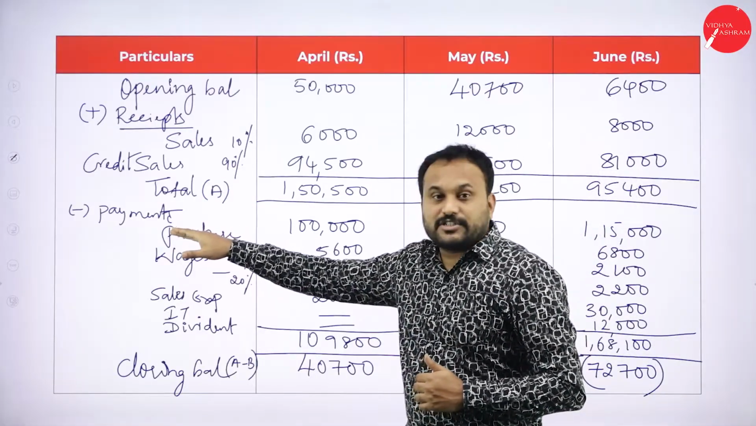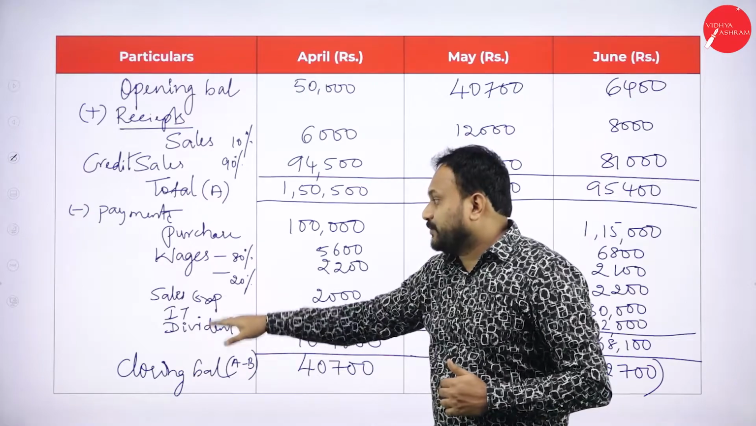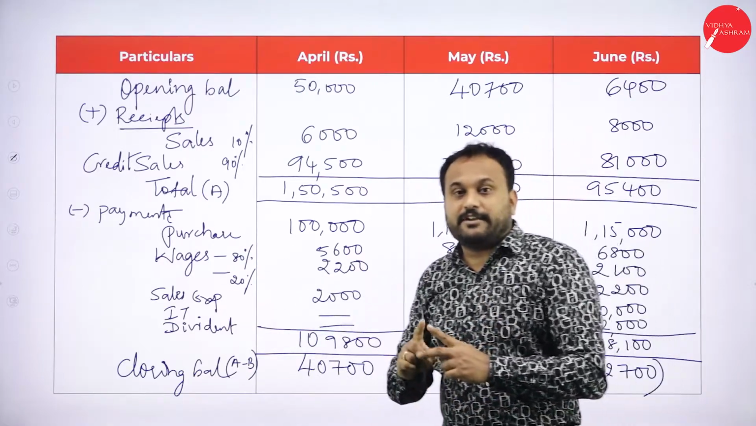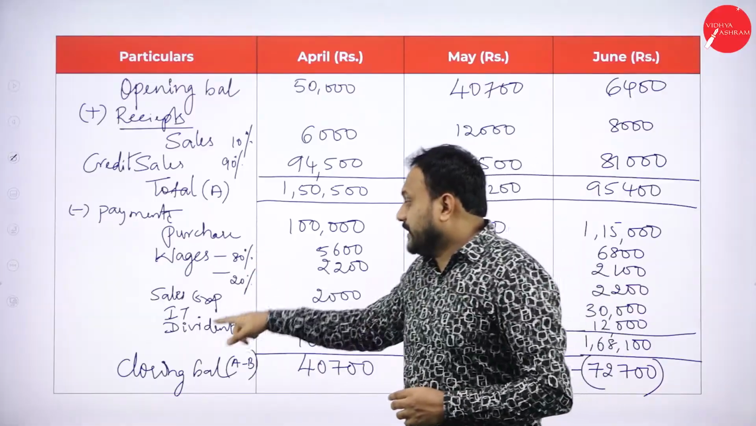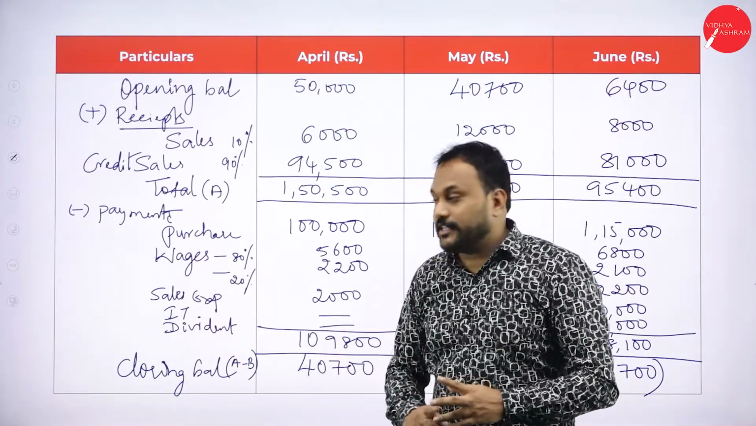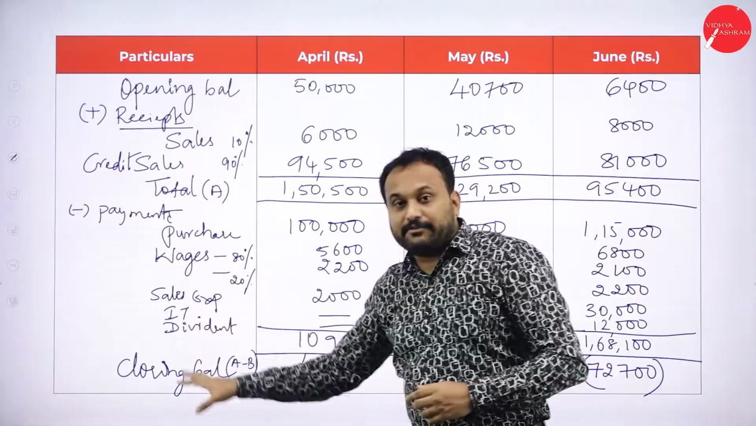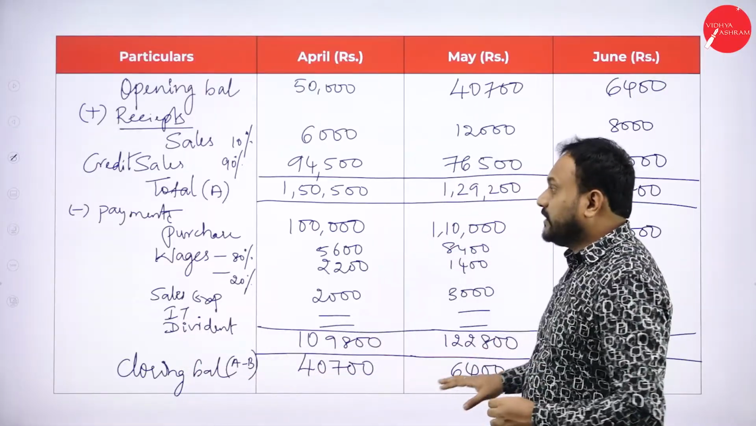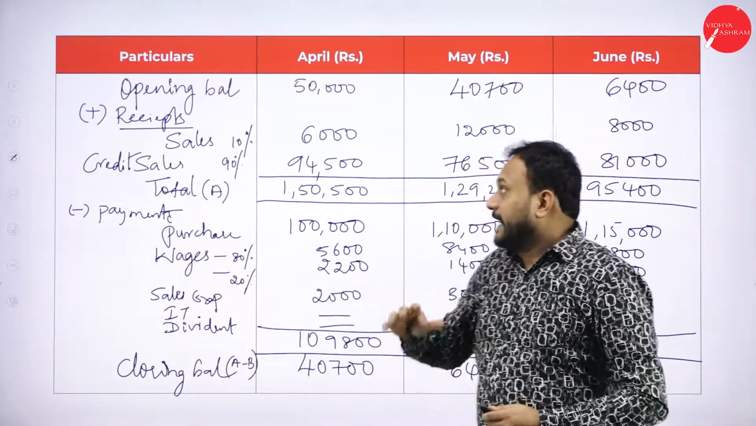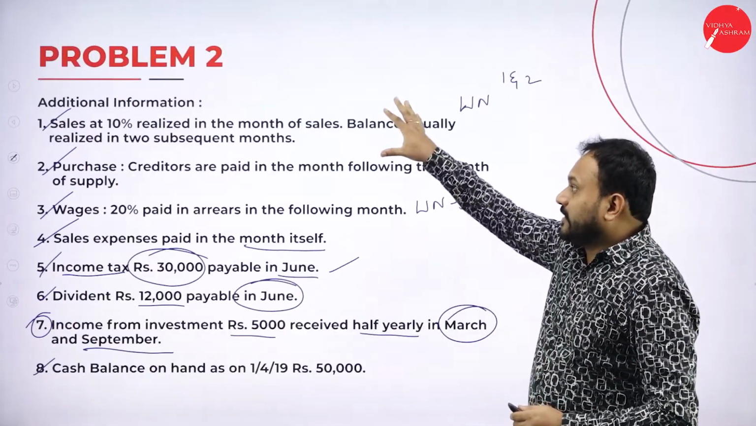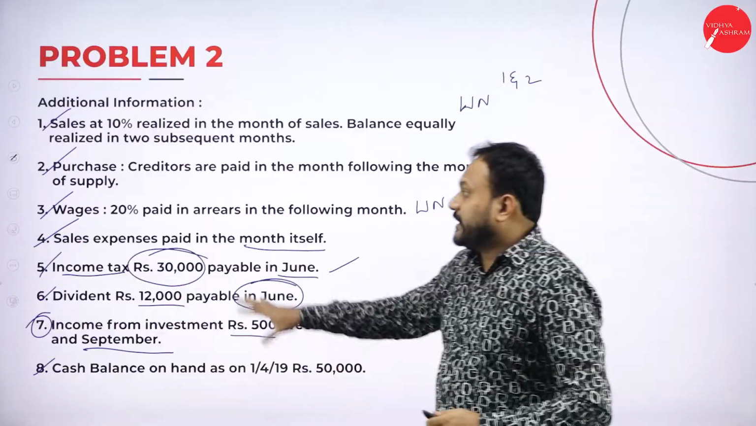Then we went with the deduction of payments. That is, all the payments we have listed. Purchases were there, wages, sales expenses. In the additional information, we had income tax and dividend. Again, we have written that and then we calculated it. This is how we got the answer. So anywhere you felt we had left anything, we have not left anything.